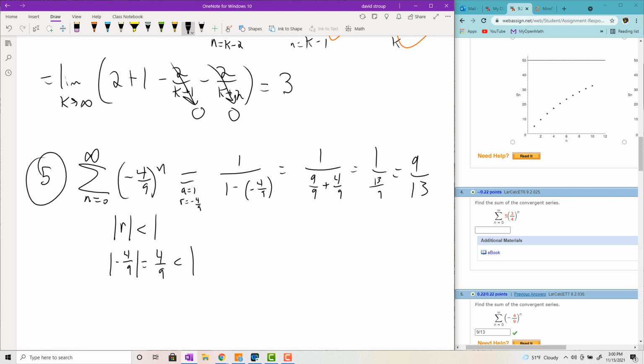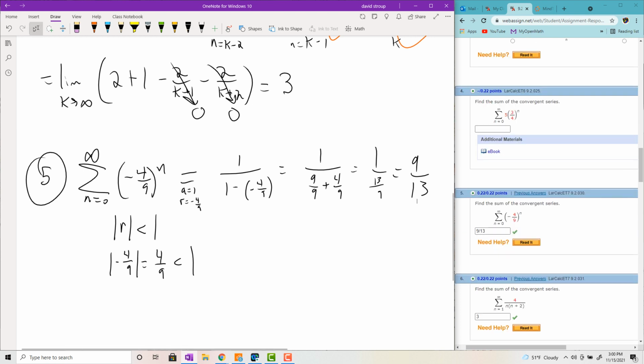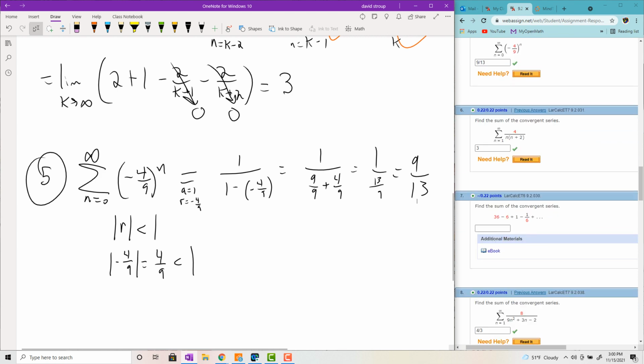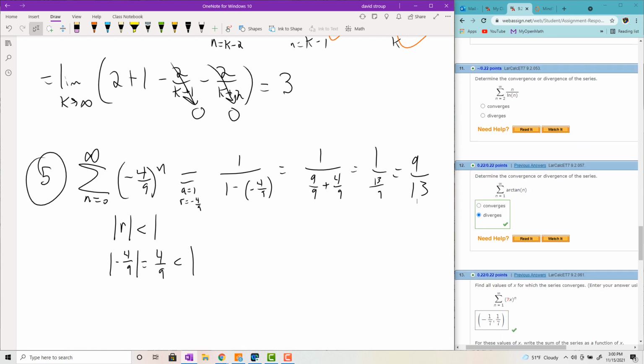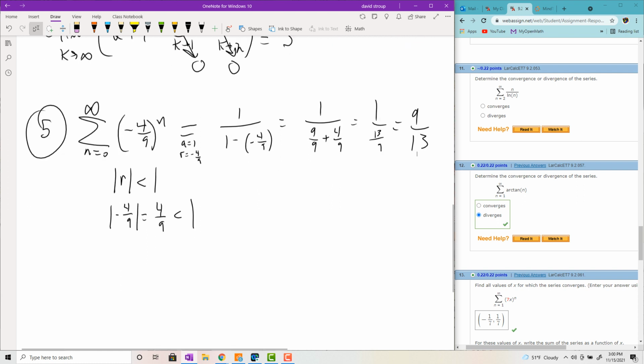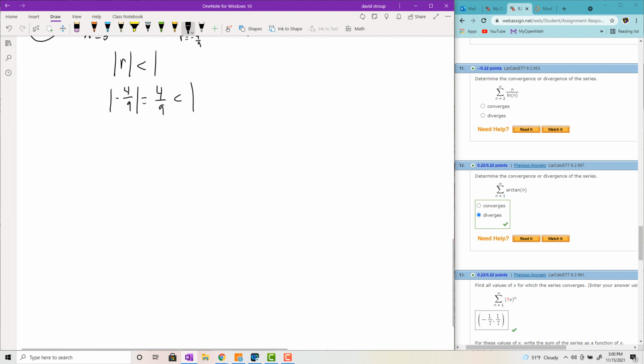Okay? And that would be your answer, which you see there. We also had the beginnings of some of our divergence tests and convergence tests, in particular, like number 11 and 12, determine if the series converges using the nth term test for divergence. So number 11, we had the series n all over ln of n from n equals 2 to infinity.